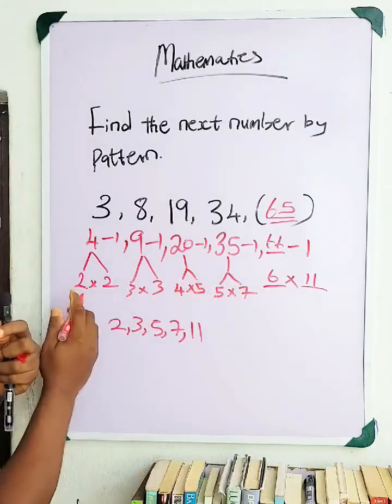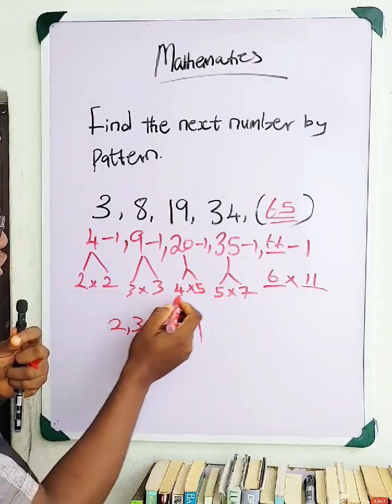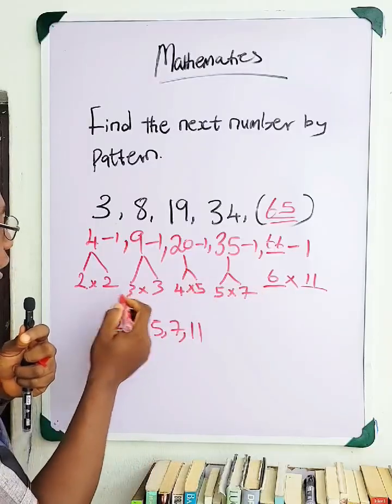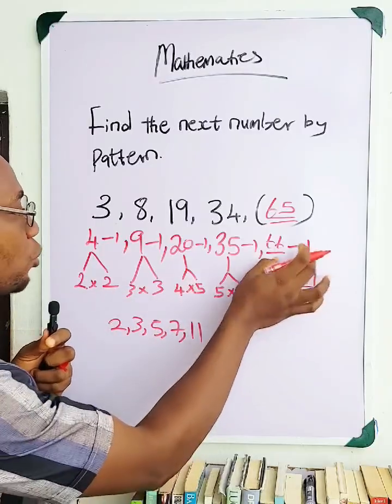As you can see, these are increasing consecutive numbers. Then these are consecutive prime numbers. So we're able to get this.